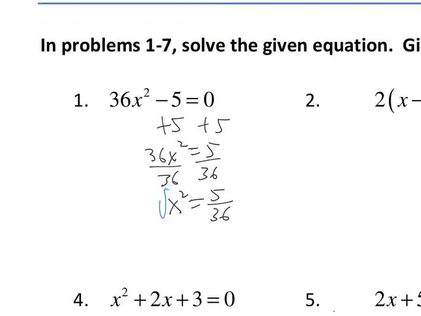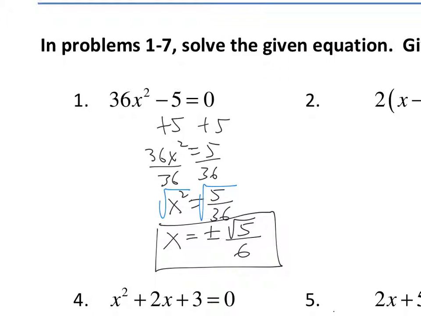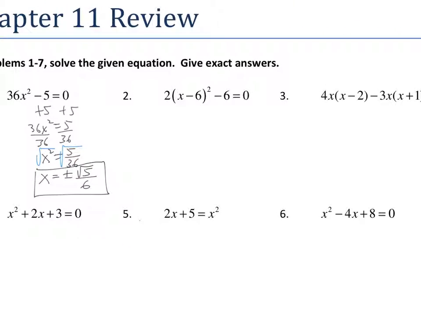Let's take a square root of both sides, and we end up with x equals, don't forget your plus or minus. We're going to square root the top, and we know the square root of the bottom is 6. Square root of 36 is 6. So we'll leave it at that. No need to rationalize because it already is.